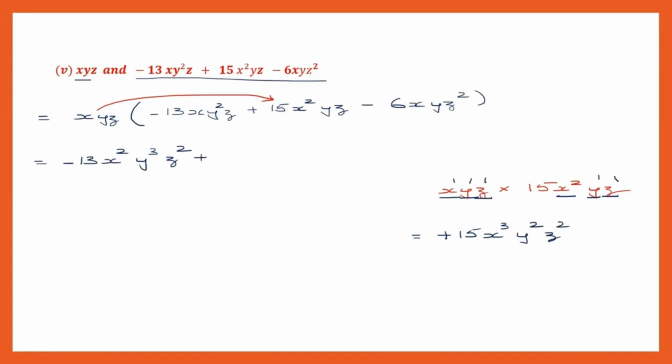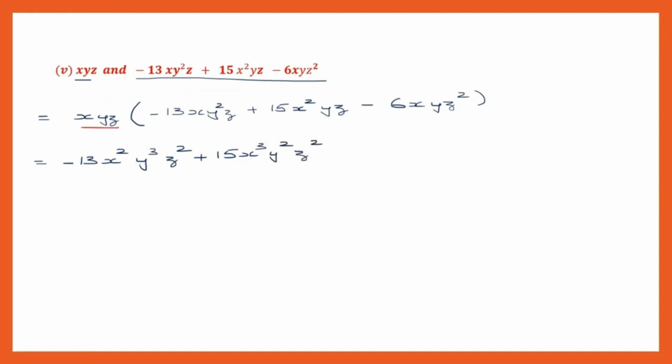So what do we have here? Plus 15 x to the power of 3, y to the power of 2 and z to the power of 2. Now we multiply this with the third term. So what is the third term there? Minus 6xy z square. So x, y, z into minus 6xy z square.